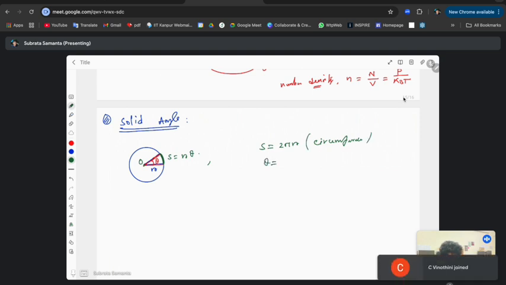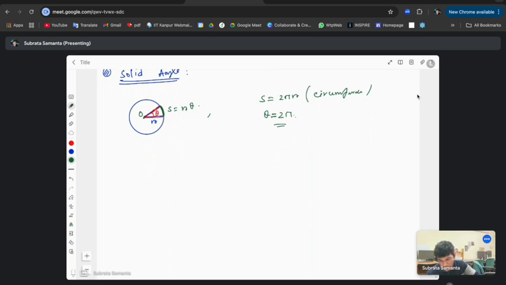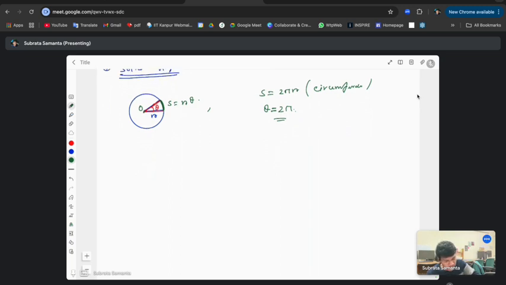Then the theta value is basically 2 pi. So first I calculate the length of the arc: S is equal to r times theta. Now we know that the circumference of a circle is 2 pi r, so the value of theta is basically 2 pi. So I do a similar thing for a 3D object.